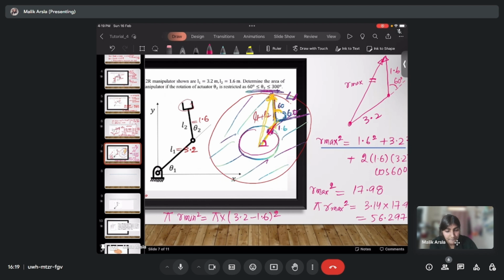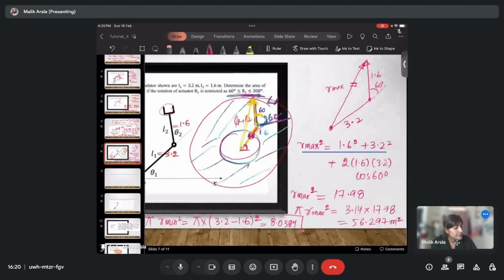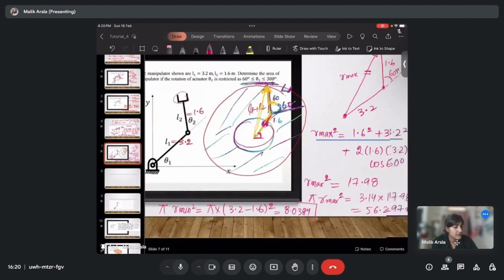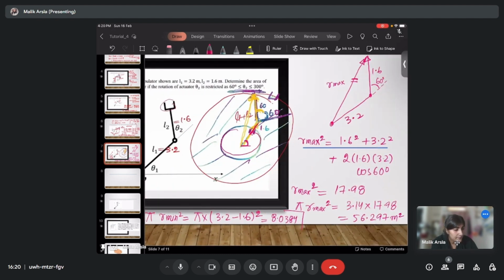It's 8.0384. Okay, so this is coming out to be 8.0384, right? Now what is the workspace? Basically this larger area minus this smaller area where the end effector cannot go. So what is the difference between these two? 56.297 minus 8.0384. So it is coming out to be 48.25.